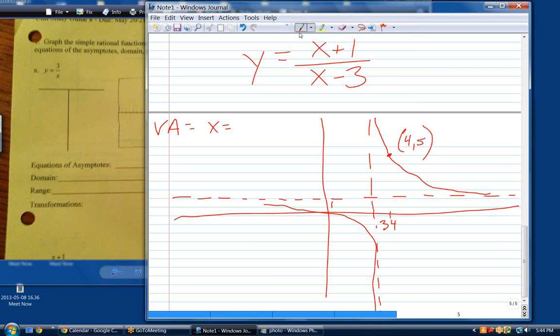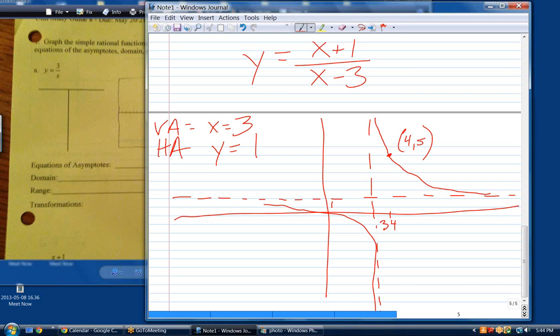What is the equation of the vertical asymptote? x equals 3. What about the horizontal asymptote? y equals 1, positive 1. What's the domain? Negative infinity to 3, or yeah, to 3.